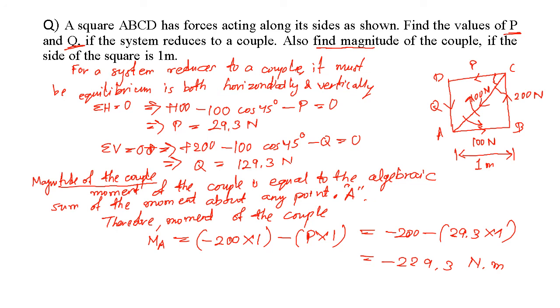Since the value is negative, therefore the couple is an anti-clockwise couple. This is an anti-clockwise couple. Why? Its value is negative.